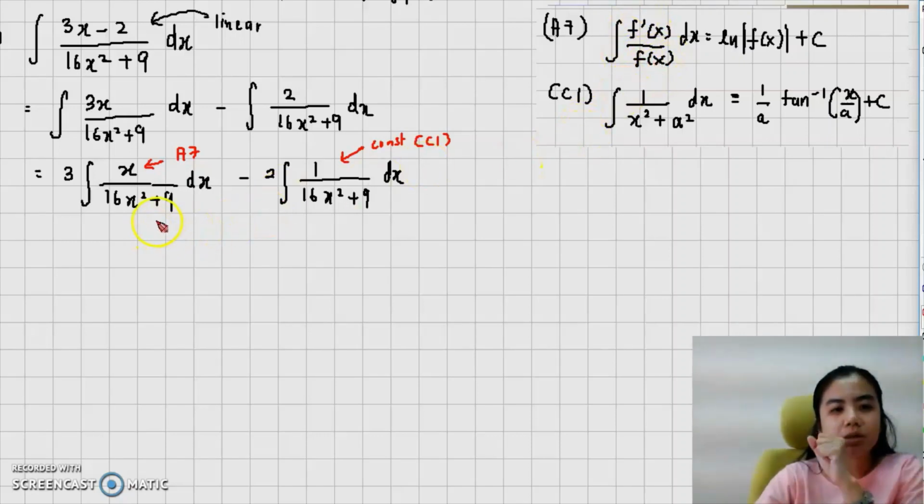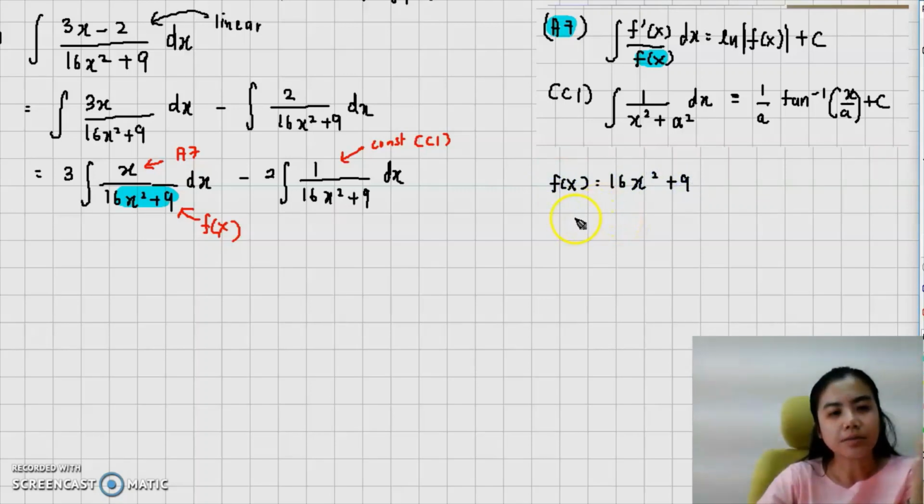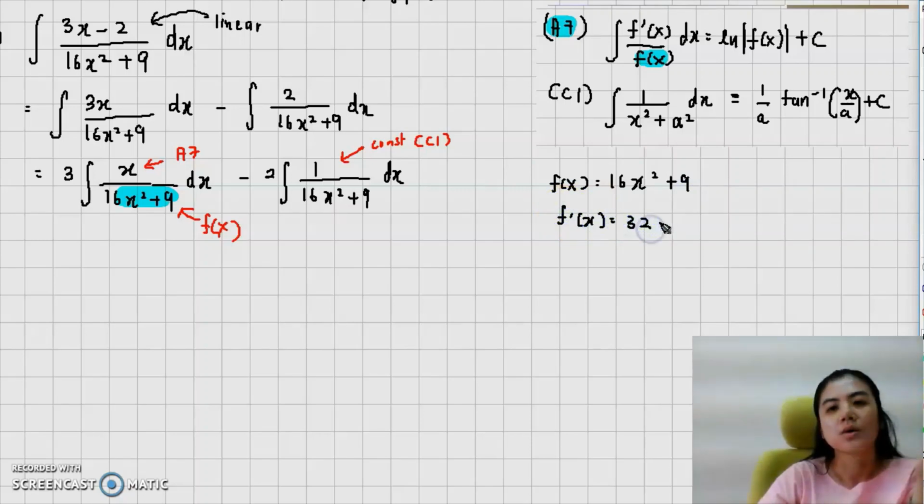Now let's look at this one. Let's focus on whatever is at the left. If we think of this one as your function f, and we look at the formula of A7 now, if your function f is 16x squared plus 9, what is your f prime? Your f prime will be 32x. So try to manipulate this such that you have 32x.